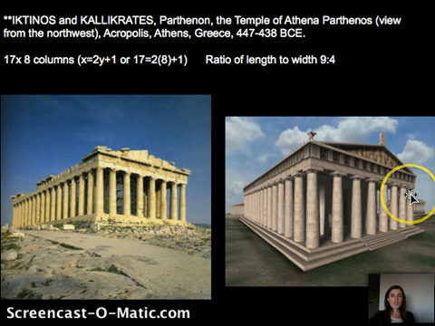You also have that same ratio, 8 columns in the front, but then you double it plus 1. So in this case, you have it 8 by 17. So much, much larger than we saw in Olympia.